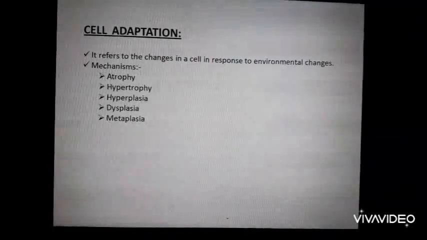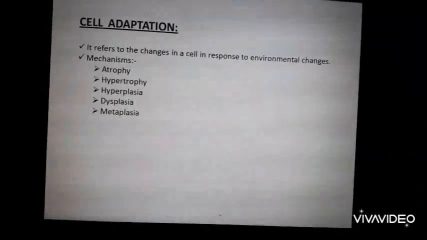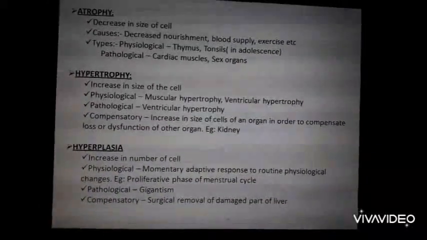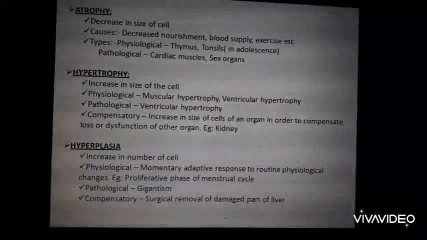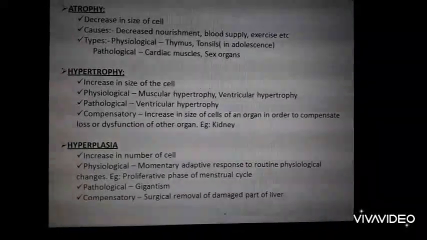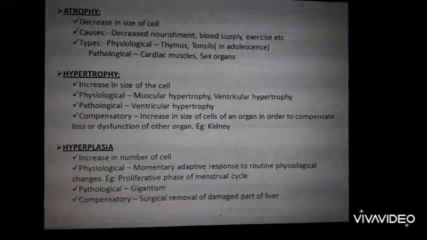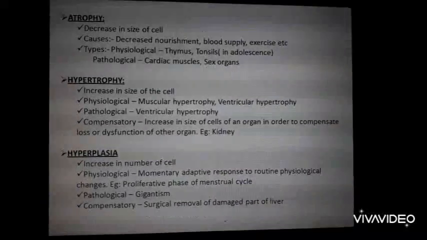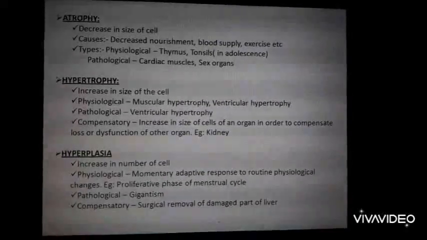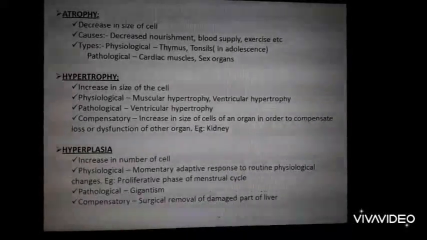Cell adaptations are done by the following mechanisms. Those are atrophy, hypertrophy, hyperplasia, dysplasia and metaplasia. Atrophy, it is decrease in size of cell. It may be caused because of decreased nourishment, decreased blood supply and lack of exercise. Types of atrophy are physiological atrophy and pathological atrophy. Examples for physiological atrophy: thymus in childhood and tonsils in adolescence age. And for pathological atrophy, cardiac muscles and sex organs.